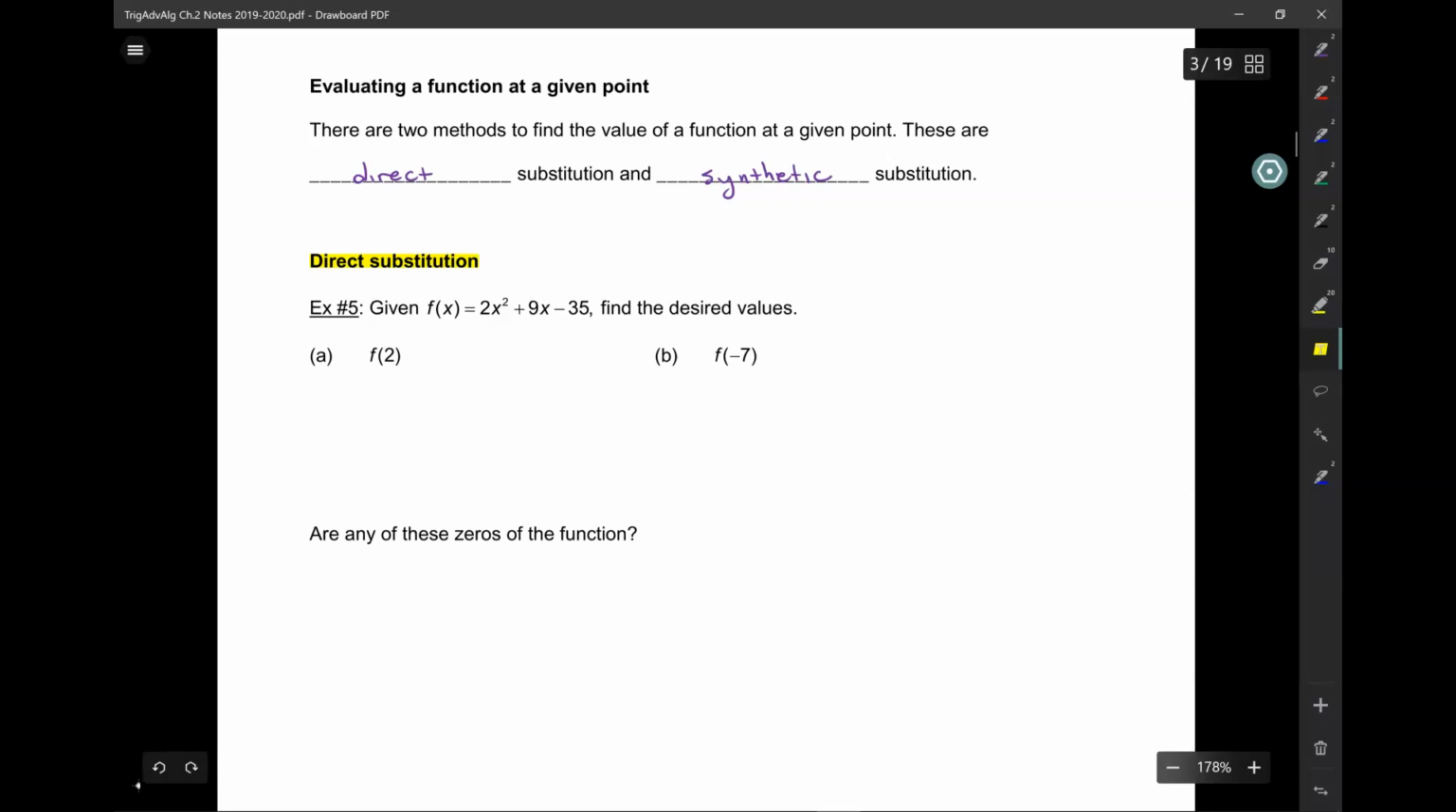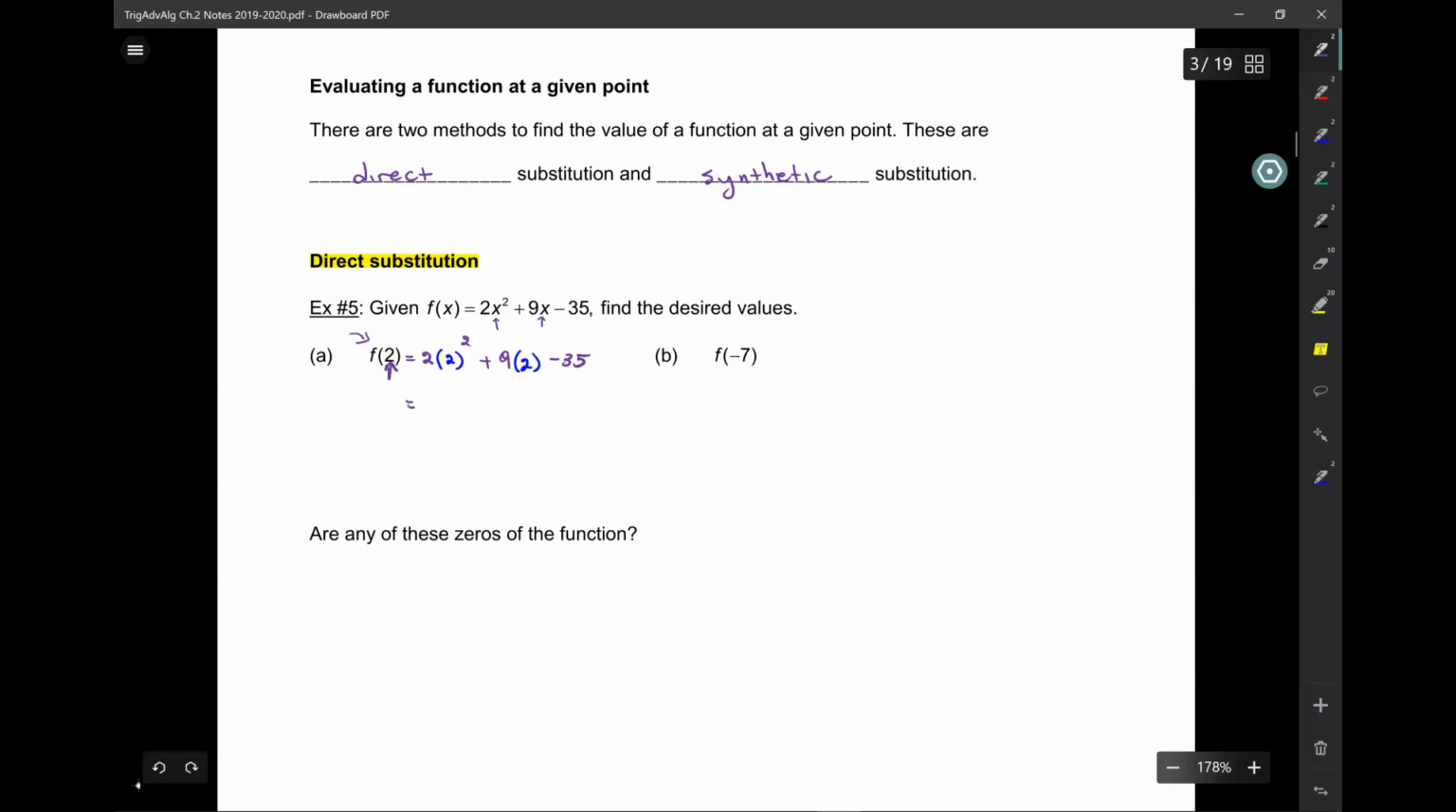Okay, given f of x is this function, find the desired values. So I need to find f of 2, right? If I need to do direct substitution on this and find f of 2, I need to insert 2 for every single x. So this is going to be 2 times x squared. Well, now x is 2, so 2 squared plus 9 times x, 2, minus 35. Okay, so that's direct substitution. You put this number in each of the x's.